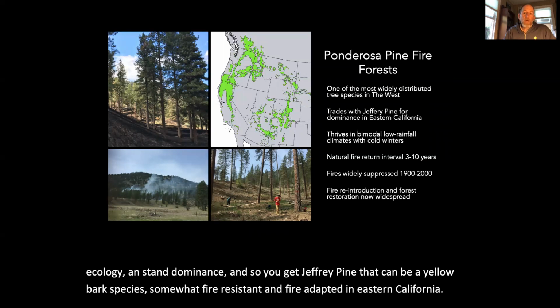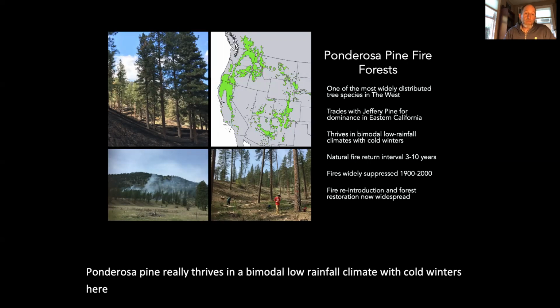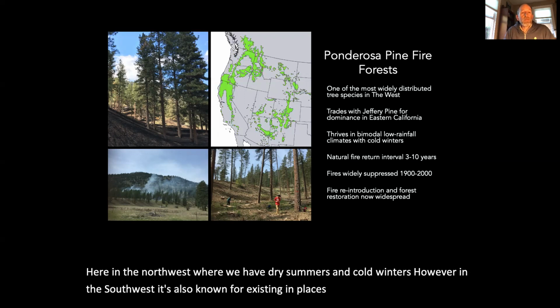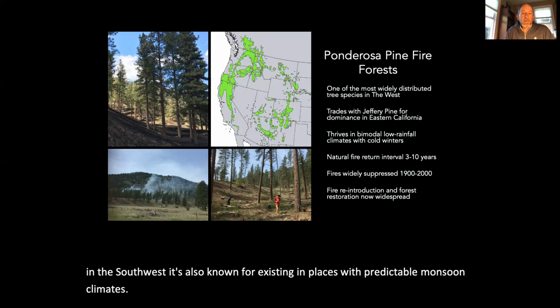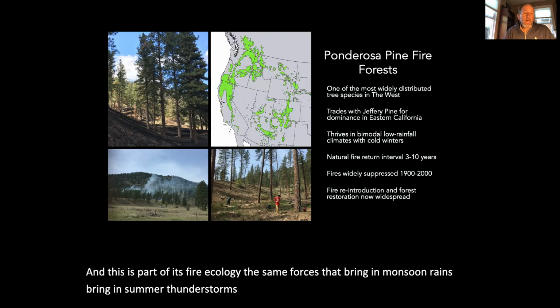Ponderosa pine really thrives in a bimodal low rainfall climate with cold winters here in the Northwest, where we have dry summers and cold winters. However, in the Southwest, it's also known for existing in places with predictable monsoon climates late in the summer. And this is part of its fire ecology. The same forces that bring in monsoon rains bring in summer thunderstorms, which can result in low intensity, high frequency wildfires.